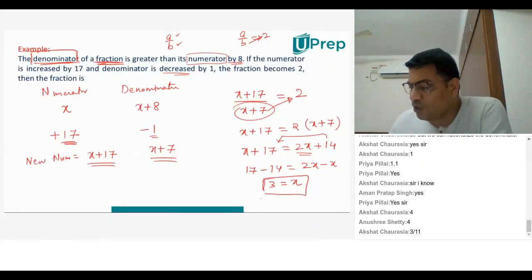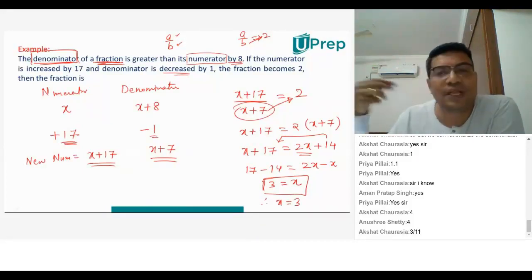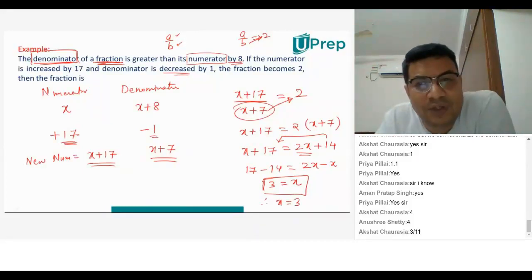So 3 is equal to x. What do you mean by that? It's nothing but x is equal to 3. I'm just taking it on the right hand side. Therefore you have x is equal to 3. So you got the value of x is equal to 3.